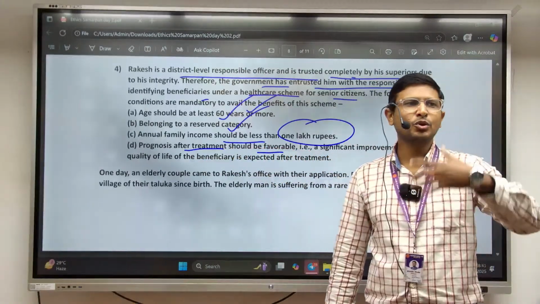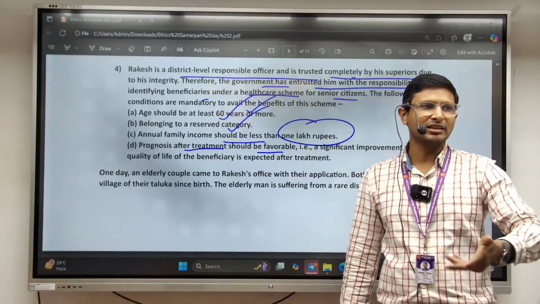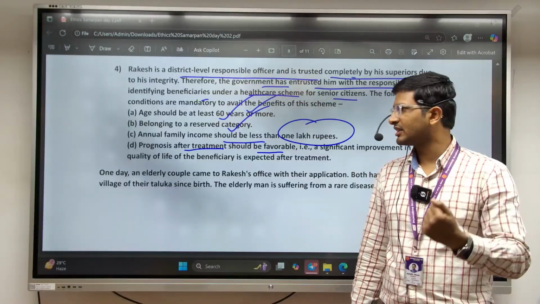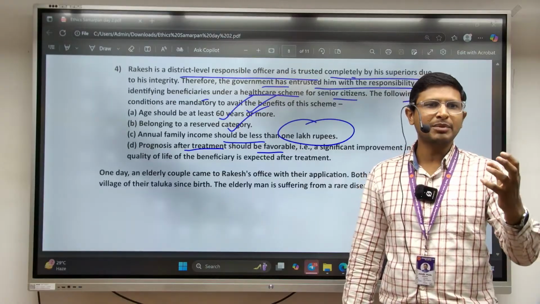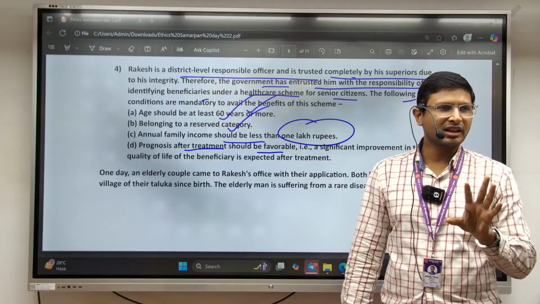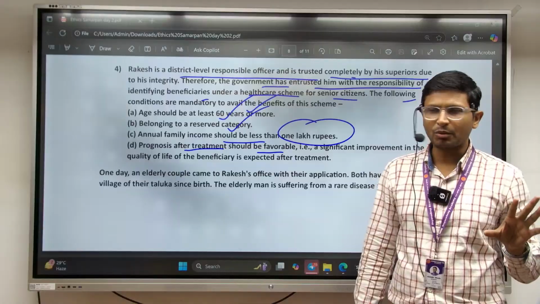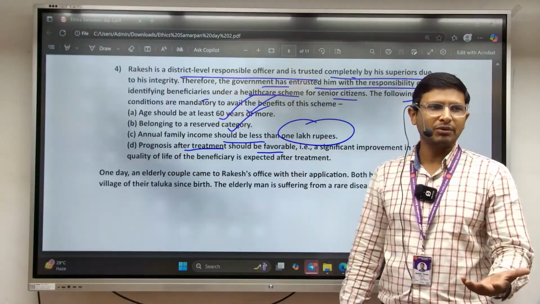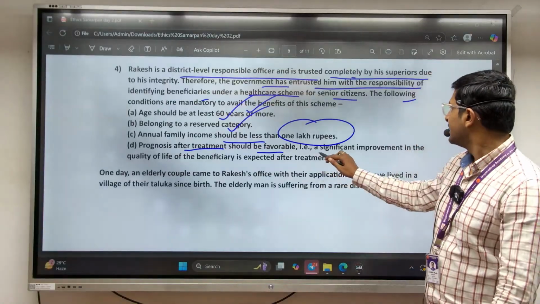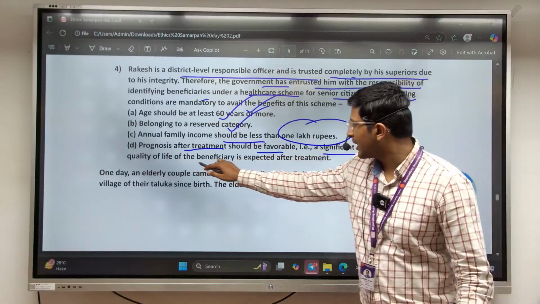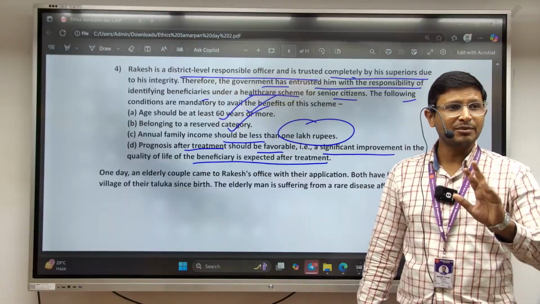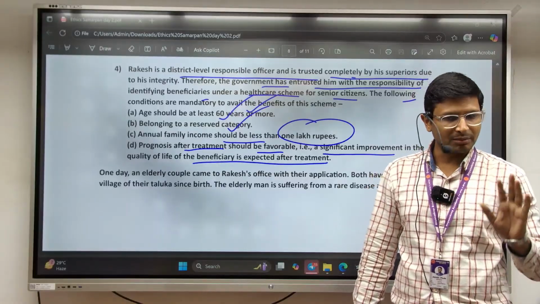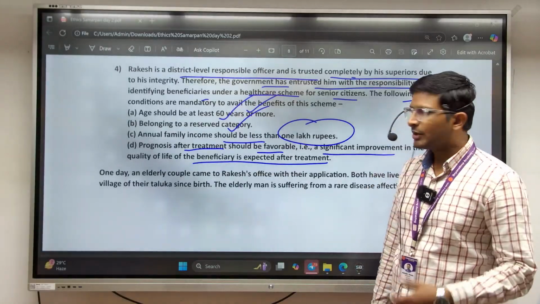मतलब जो सोल्यूशन, प्रोग्नोसिस मतलब जो भी... what you can say that, okay, the solution after the treatment, if you are treating the person, the problem should get resolved, the health problem should get resolved. Only then giving money is important. Okay, then there should be significant improvement in the quality of life of the beneficiary after the treatment. So beneficiary की लाइफ अच्छी होनी चाहिए ट्रीटमेंट के बाद, तभी हम पैसे दे सकते हैं. अब इसमें होता क्या है?